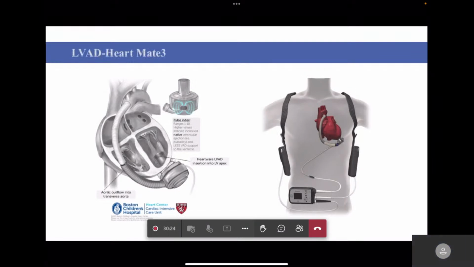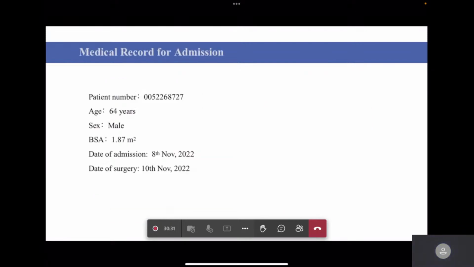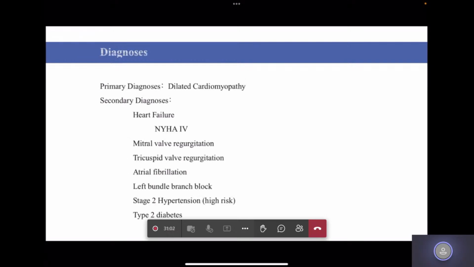First, the equipment we used was the HeartMate 3 from Abbott. So firstly, let's review the medical record for the patient's admission. The patient is male, 64 years old. His body surface area is 1.87 square meters. He was admitted on November 8th, and after finishing perioperative examination in 2 days, he underwent the surgery.